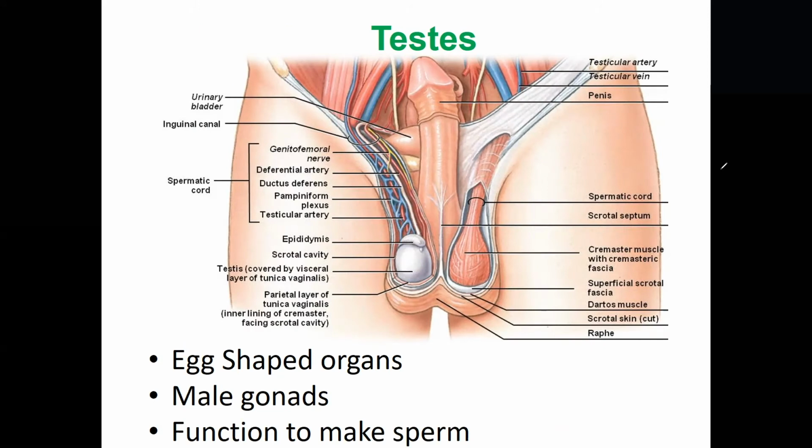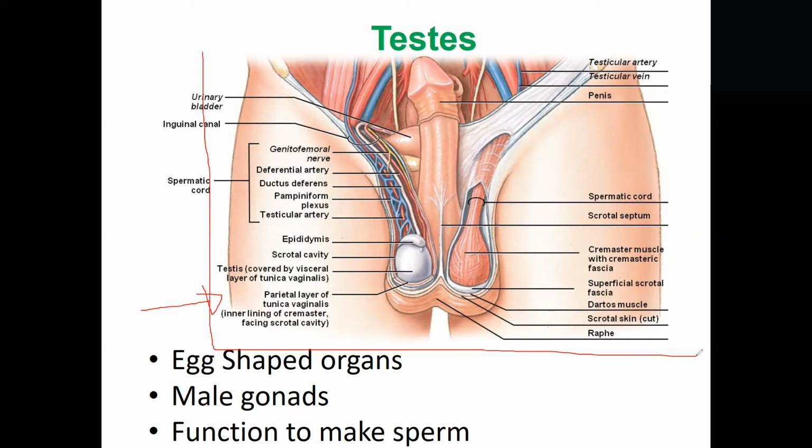Let's move on to the testes. Okay, we're on the next slide. This is a different view that we're looking at. This is a frontal view. So now that we can see the body basically from the front, we're really cropped here, right? So we're just looking at the male reproductive organs of interest.